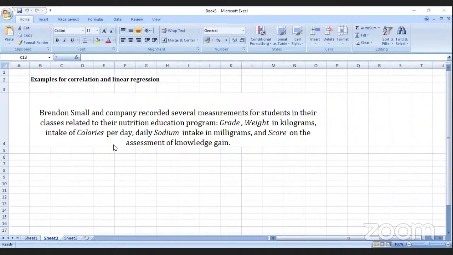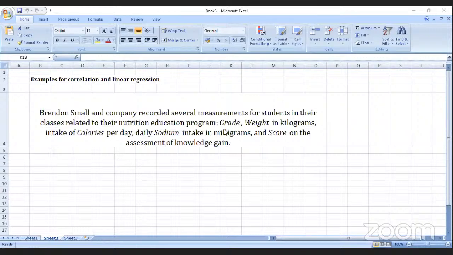So this is some example. The company has several measurements for students in their classes related to their nutrition education program. So it is basically the data based on the nutrition education program. Okay. So what are the variables they have recorded here?